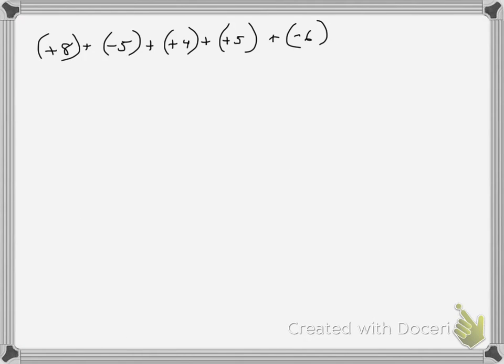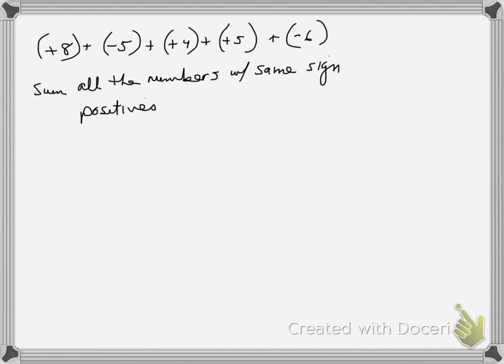Last concept, what if we have a whole series of numbers we're adding together? Some of them are positives and some of them are negatives. First, I would like you to sum all the ones with the same sign, because we're better adders than subtractors, generally speaking. We're more accurate. So sum all the numbers with the same sign. So all our positives together, which would be 8 plus 4 plus 5, that would be 9 plus 8 or 17.